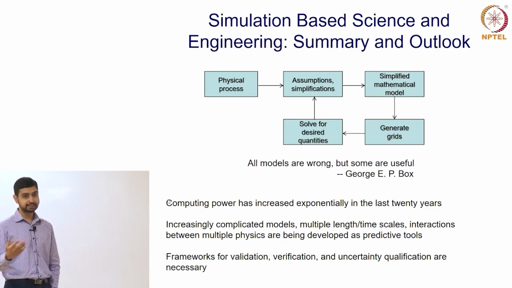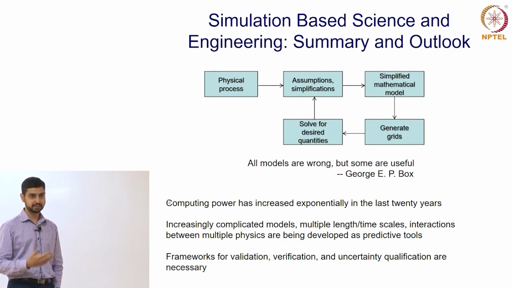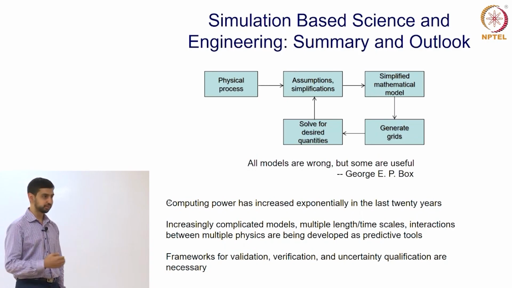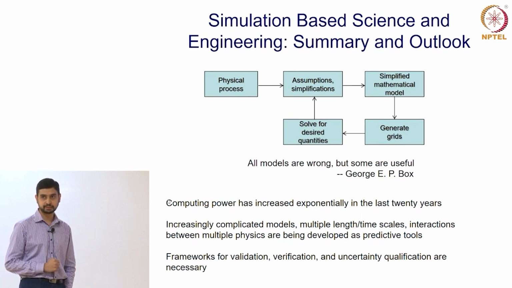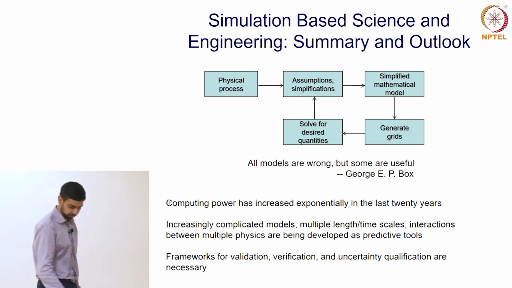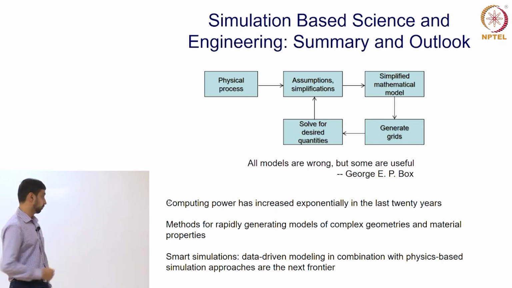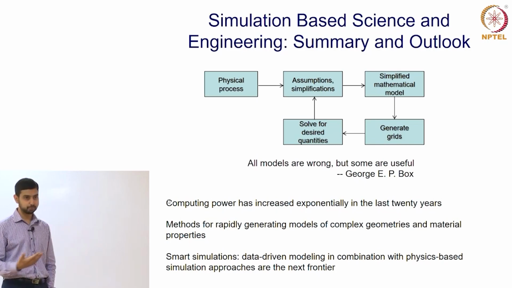And moreover, like I said, we have a deterministic worldview, but the world is not deterministic, right? I mean, there is a lot of uncertainty in the world. So, there have to be rigorous approaches to quantify this uncertainty so that we can use these computational models in a truly predictive sense. As you saw, most of the real world has complex geometries. So, we do need methods for rapidly generating these models on really complicated geometries and spatially and temporally varying material properties.